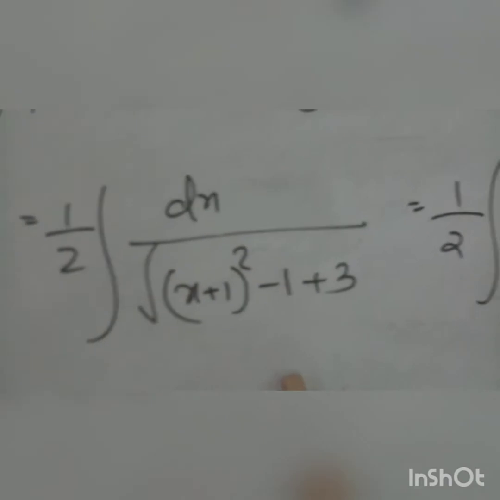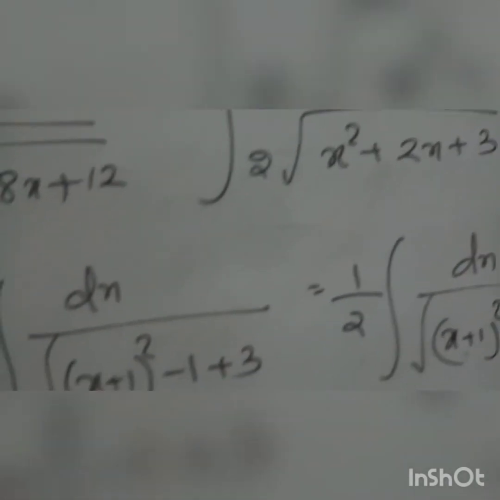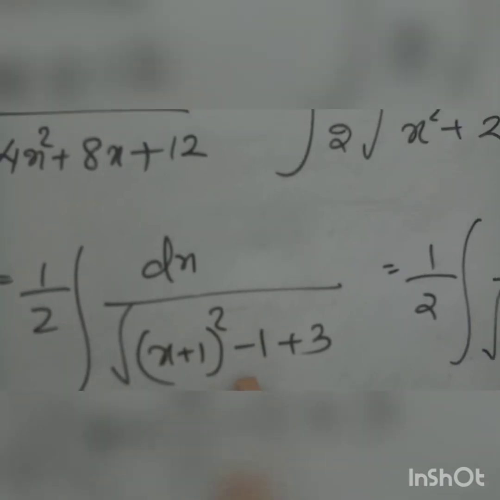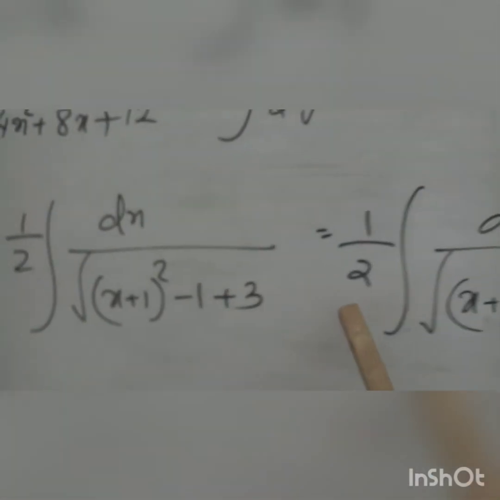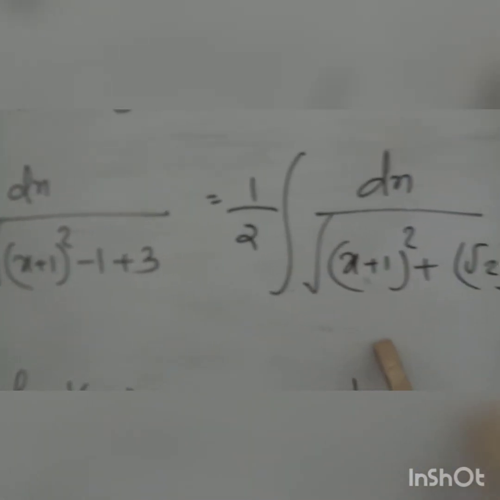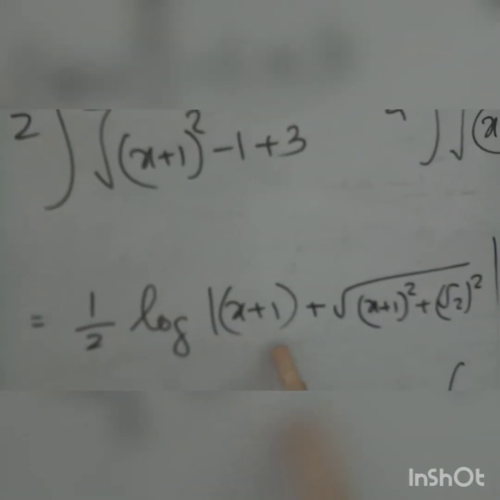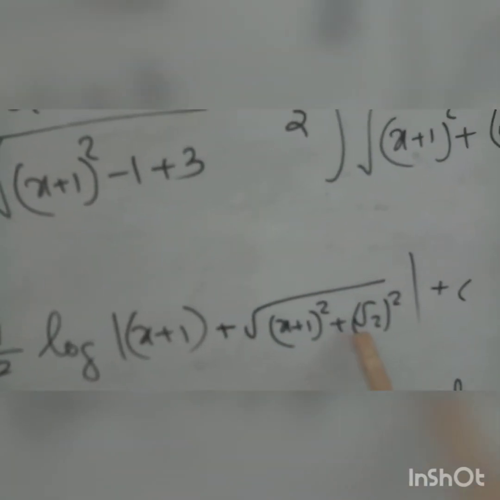So write the function inside the bracket: x² + 2x + 3 can be written as (x + 1)² minus 1 plus the constant 3. That is, simplifying this one, half into the integral dx by (x + 1)² + (root 2)². The answer of this one is the constant half into log of mod of x + 1 plus root of (x + 1)² + (root 2)². You can simplify this one also.